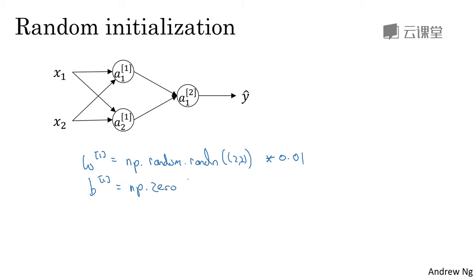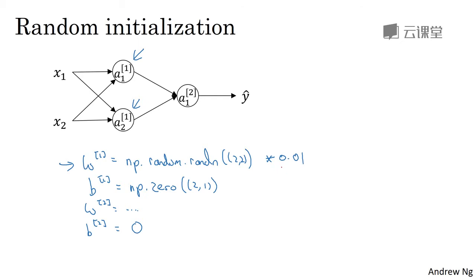So it's okay to initialize B to just zeros, because so long as W is initialized randomly, you start off with the different hidden units computing different things, and so you no longer have this symmetry breaking problem. And then similarly for W2, you can initialize that randomly, and B2, you can initialize that to 0.